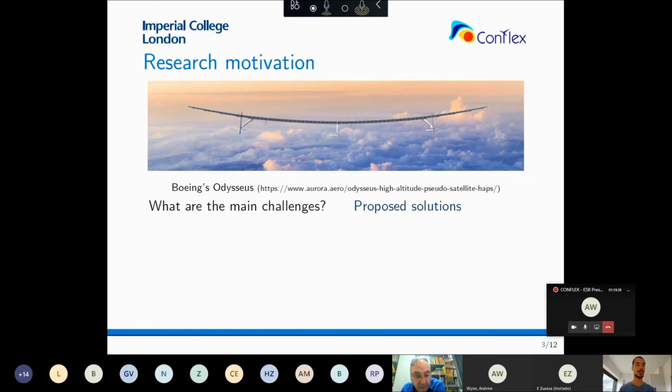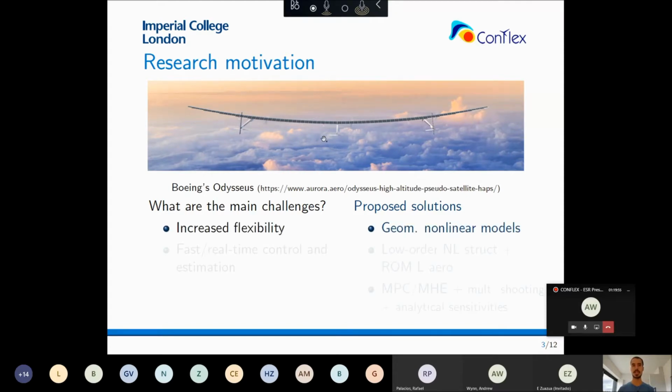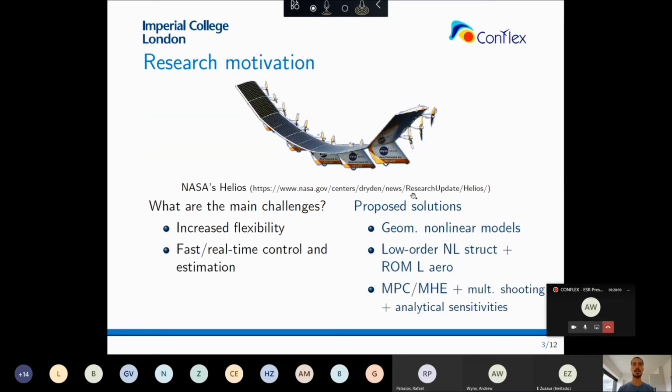So, start with the motivation. As most of you might be aware, the latest general trend in aircraft design is to opt for more slender wings and also to use composite or lightweight materials. That has an immediate consequence, which is that the flexibility of these structures increases. For that, it becomes essential to use geometrically nonlinear models to capture those effects arising from large deflections and rotations. And there is also the need to use fast or real-time control applied to these structures.